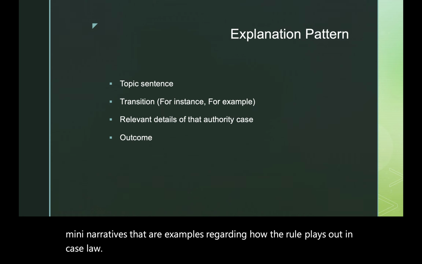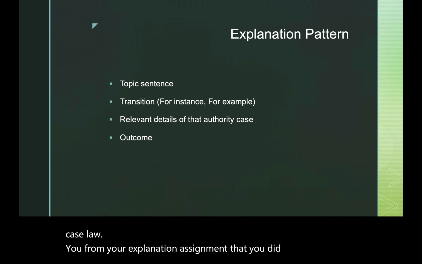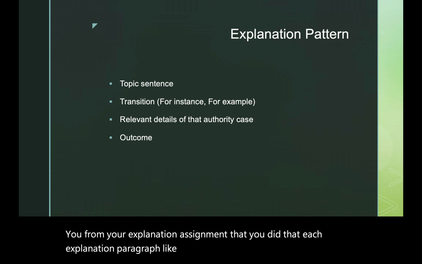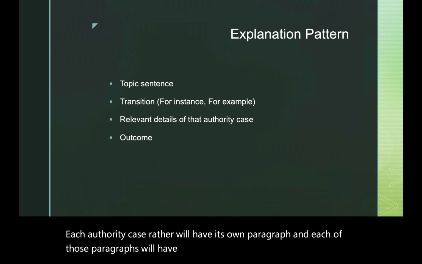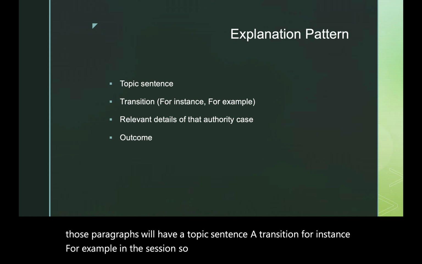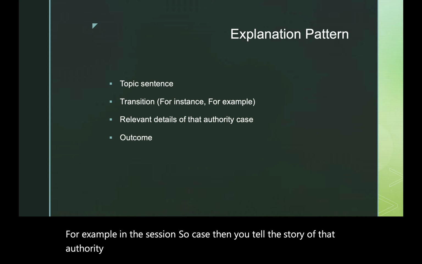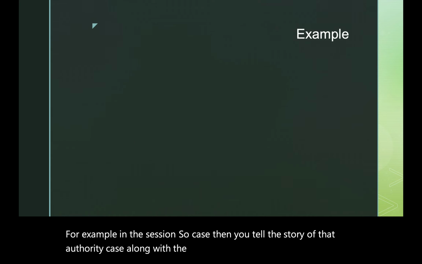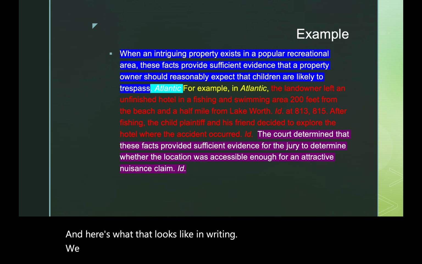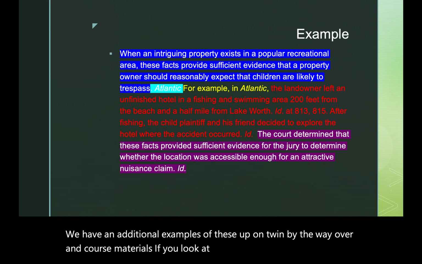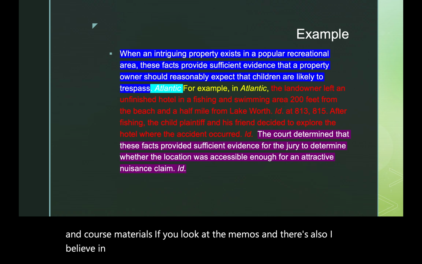You know from your explanation assignment that each authority case will have its own paragraph, and each of those paragraphs will have a topic sentence, a transition, for instance, for example, in the such and so case. Then you tell the story of that authority case along with the outcome of that authority case. And here's what that looks like in writing. We have additional examples of these up on TWIM, by the way, over in course materials if you look at the memos. And there's also, I believe, an example on your explanation assignment.